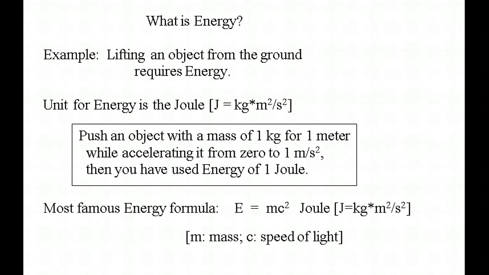The most famous energy formula is Einstein's E equals mc squared, in joules. J, kilogram multiplied by meter squared divided by second squared. And the m is mass, and this c is the speed of light. And please don't be confused that you find m in the energy formula, but it is also part of the unit. Once this is mass, but here it is meter. That is a little bit confusing, but when you see where you find the m, you will know which one is mass and which is meter.